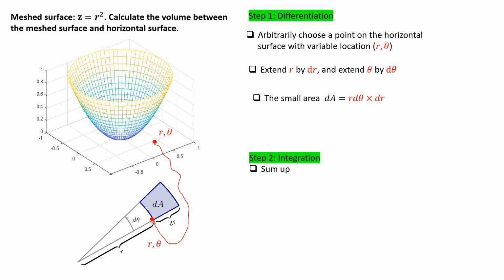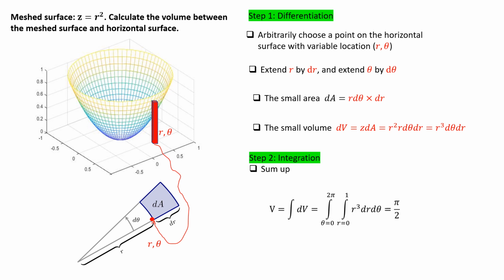Then we extrude this dA up until it meets the mesh surface. Then the height of the small volume will be z. Then we can calculate the small volume dV equals height times area dA, which equals r cubed d theta dr. Once we have the small volume, we can sum them up by integration. The total volume equals the integral of dV, and then we plug dV into it.